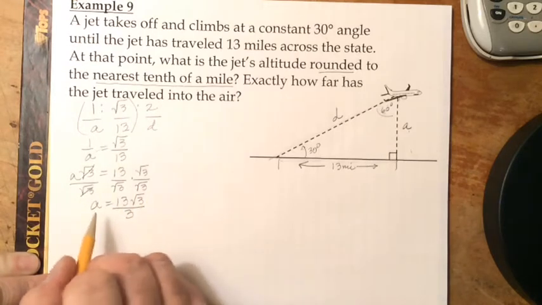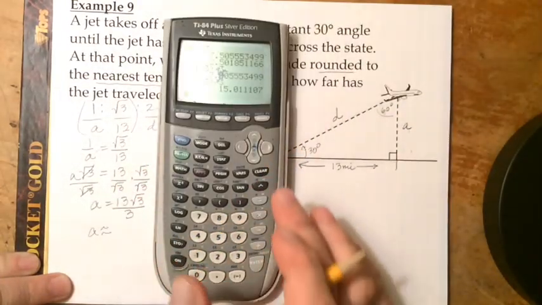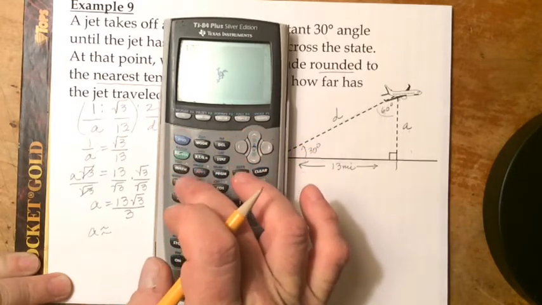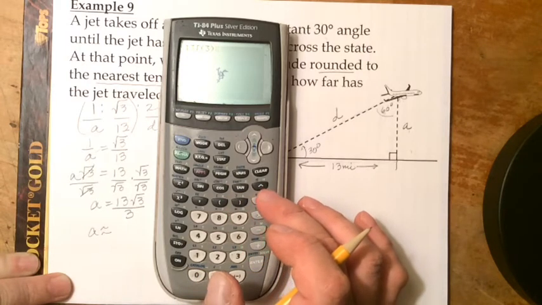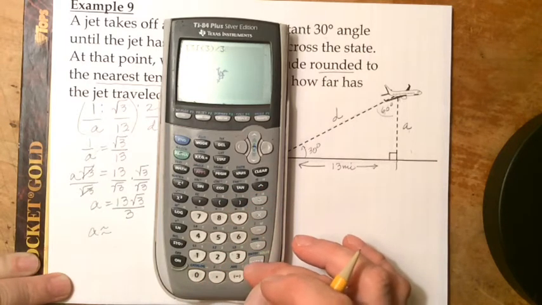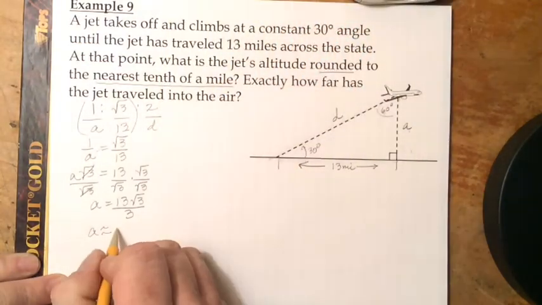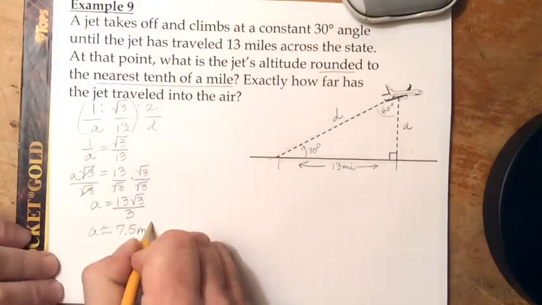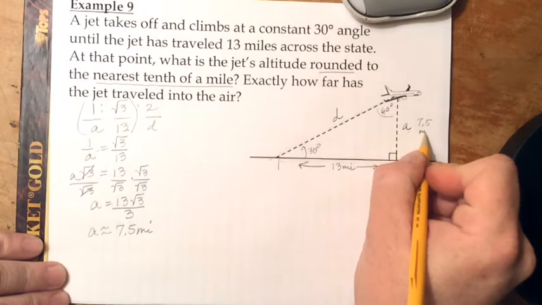13 thirds doesn't reduce. Now we need an approximation, so in your calculator, what you can do is put in 13, and then immediately second square root 3, close parenthesis, make sure you close parenthesis, divide by 3, enter. We get about 7.5055553499 and so forth. It's 7.5 rounded to the nearest tenth of a mile. So we have 7.5 miles about up in the air. So the altitude of that plane is about 7.5 miles, 7.5 miles up in the air.